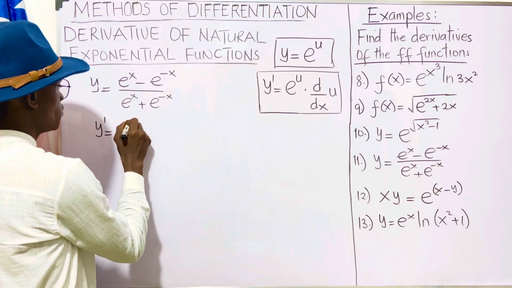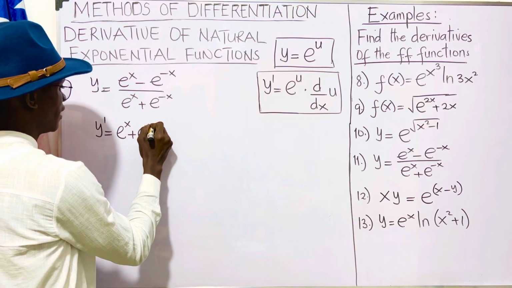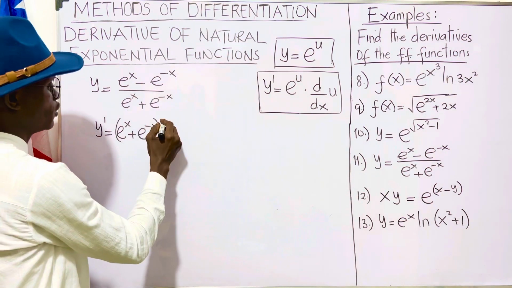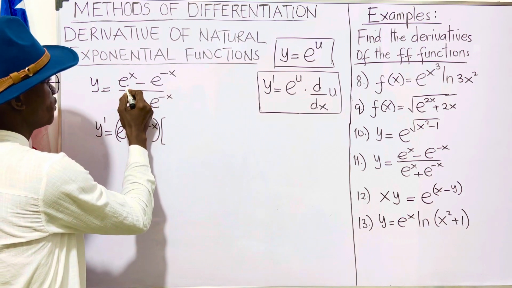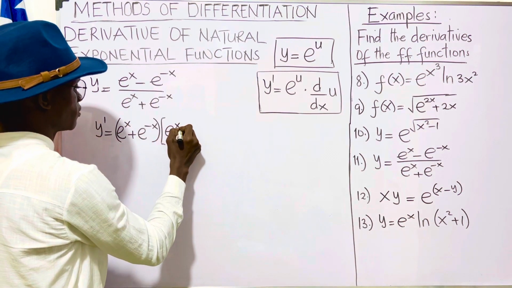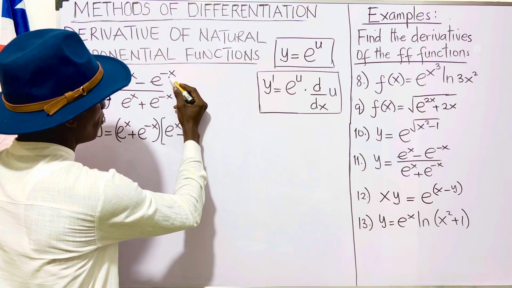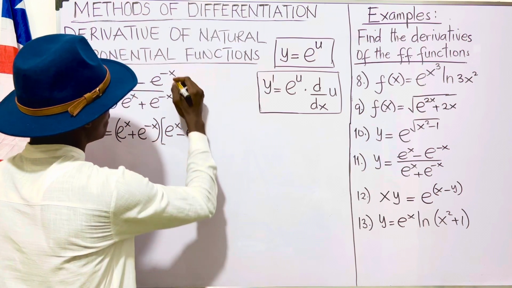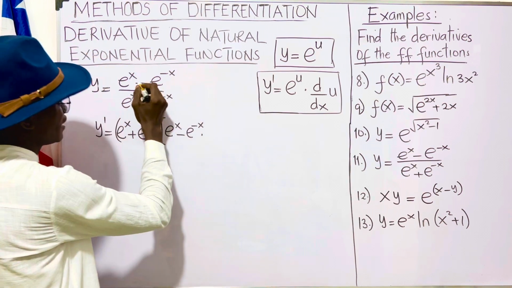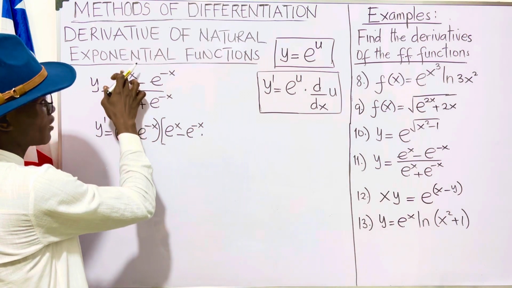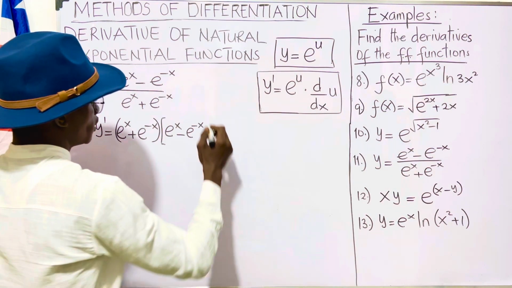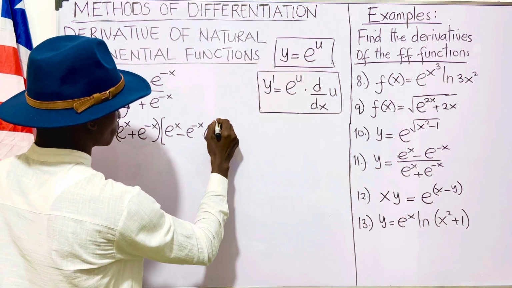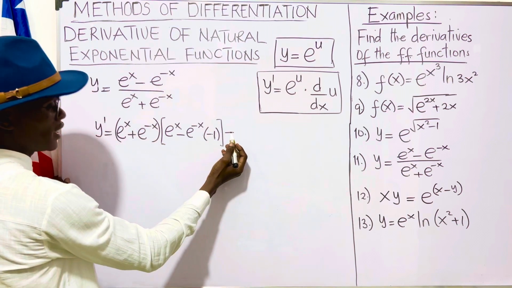So we hold e raised to the power x plus e raised to the power minus x without differentiating, and then we differentiate the numerator. The derivative of e raised to the power x is just e raised to the power x. The derivative of e raised to the power minus x is e raised to the power minus x times the derivative of minus x. The reason I did not say the derivative of x is that the coefficient of x is just positive 1. So the derivative of minus x is just equal to minus 1. Minus, the quotient rule says minus.